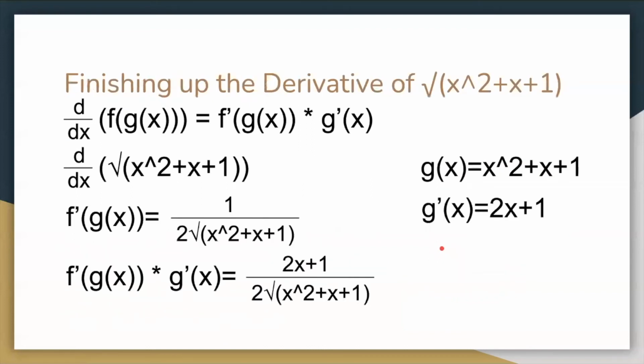All right, and now let's finish it up. So by the chain rule, we need to multiply that by g prime of x. And now the derivative of g of x is pretty simple. All right, so then you get that the derivative of the square root of x squared plus x plus 1 is equal to this.